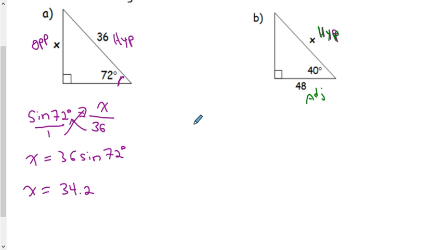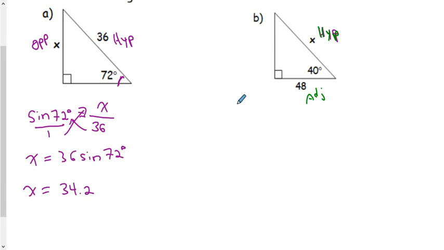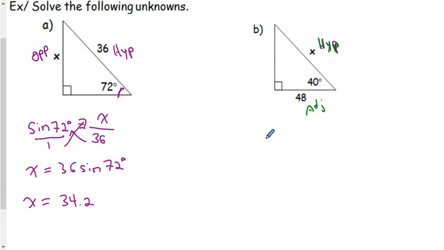So I'm not going to be using sine anymore because the sides of the triangle I've got are the adjacent and the hypotenuse. So let's look up here. What's adjacent and hypotenuse? It's cosine. So we're going to use my cosine ratio. So I'm going to say, okay, cosine of 40 degrees is going to be equal to my adjacent side, that's 48, over my hypotenuse, that's my unknown.